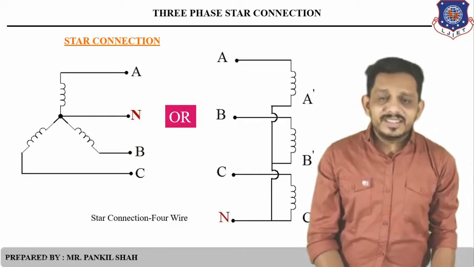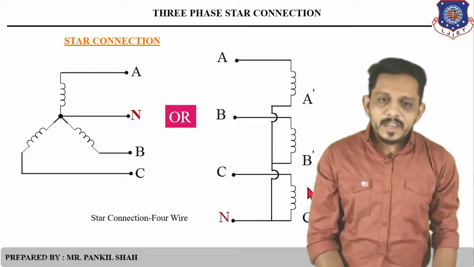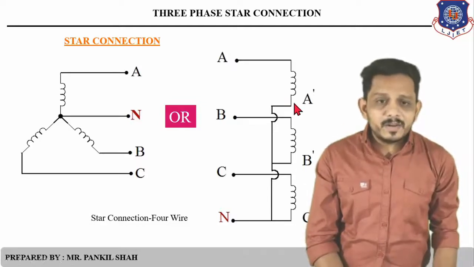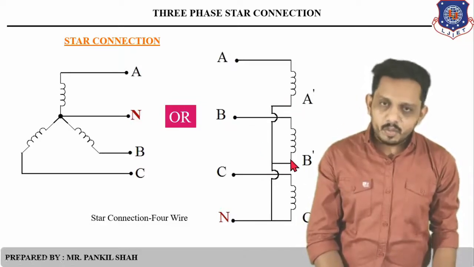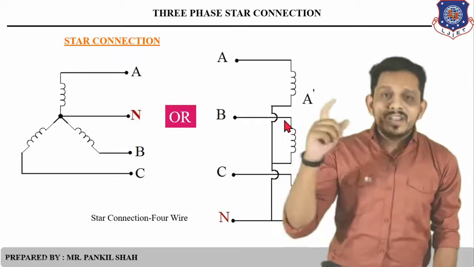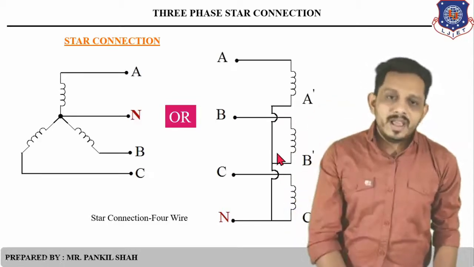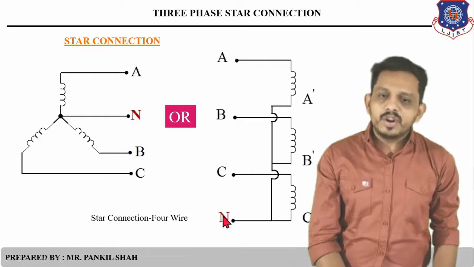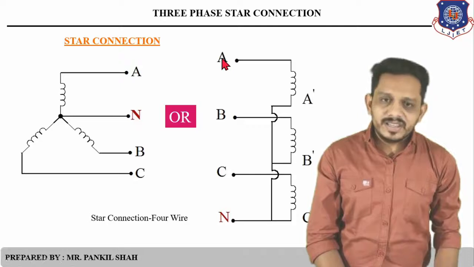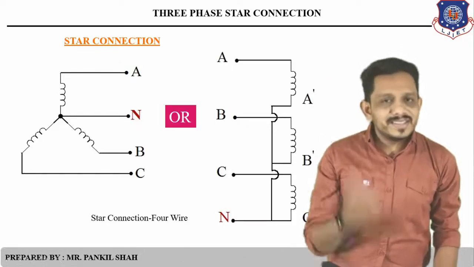Or you can see this figure. In this figure, there are terminals named A dash, B dash, and C dash. You can see that the similar terminal, that is A dash, is connected to B dash and B dash is connected to C dash. So in this diagram, A dash, B dash and C dash are connected together and this forms a neutral point. And from this junction, we have taken the neutral point out. The other three terminals which were not connected to that junction are taken as line wires, that is A, B and C. So this is known as a star.